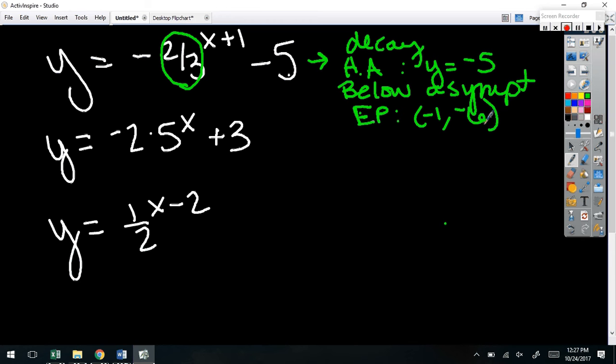Does that confuse anybody? Okay. Look at the next one. Growth or decay? Growth. Why is this one growth? B is greater than 1. Negative 2 is your A. You're looking at B.